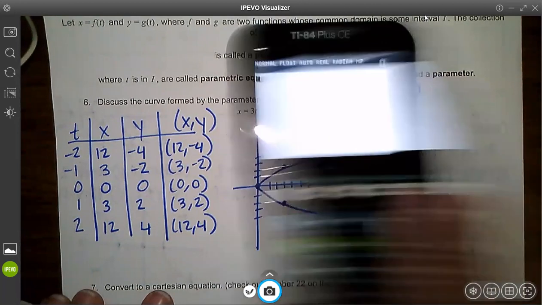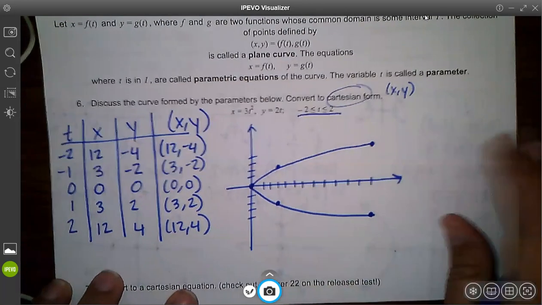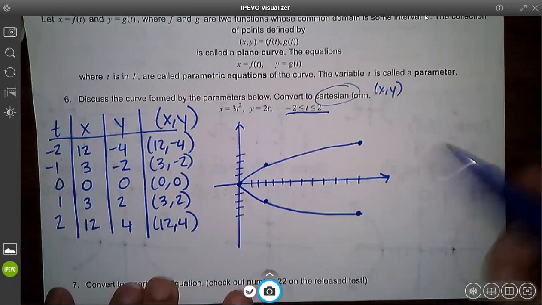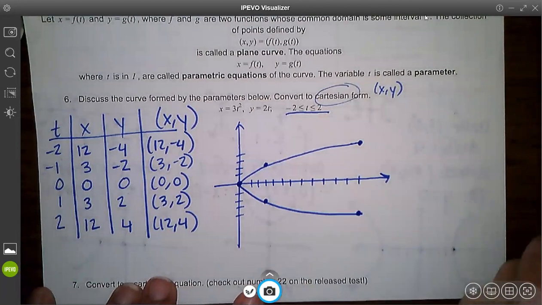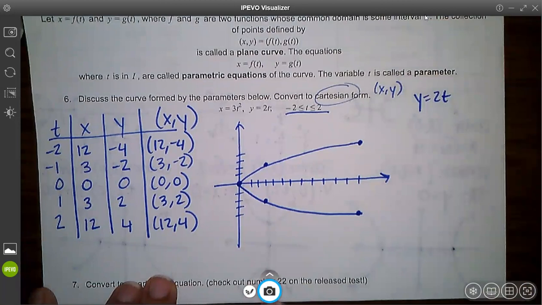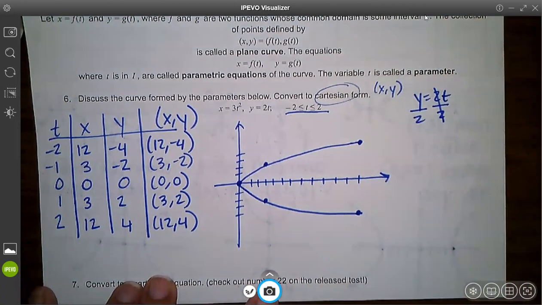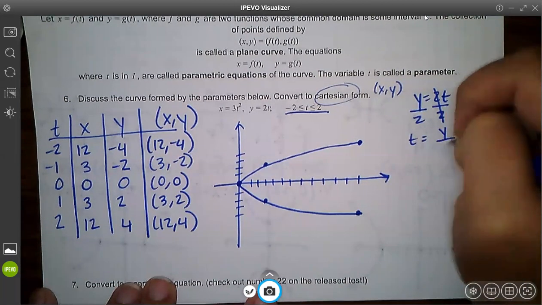Questions so far? The last part is to convert it so that it's just in terms of x and y. So what you're going to do is just substitution. I'm going to take my simpler one and solve it for t. So I have y equals 2t. I'm going to get t by itself, so I divide both sides by 2. t equals 1/2 y, or y over 2.